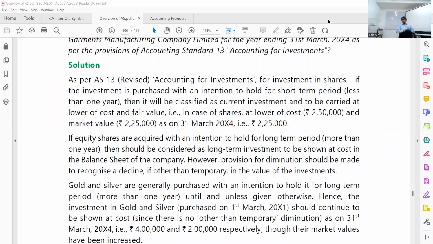Okay, so you guys are done with the solution. So remember, it all depends on the intention. In case of the first asset, shares in a company, whether it's 2,25,000 or 2,50,000 depends on your intention, whether you're going to hold these shares for more than 1 year or less than 1 year. What about gold and silver? They are generally held for a long term, right? So in that case, you just have to value those investments at cost and ignore the market value of those investments. Fine. Got it? And this can come for 5 marks.